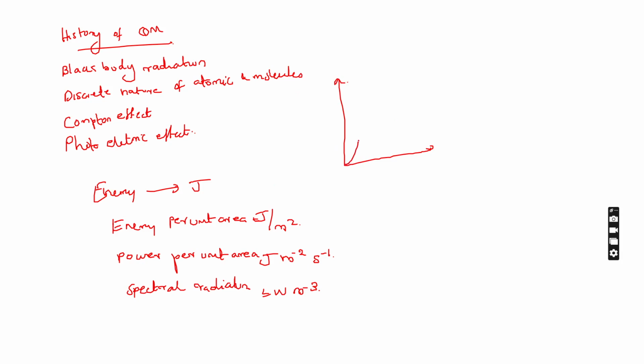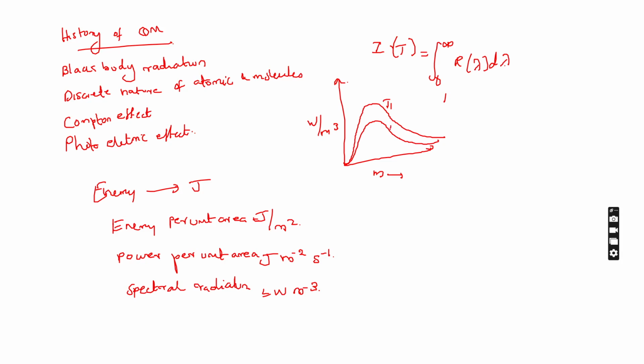So how will it look? Here the wavelength, which we measure in meters, and here the spectral radiance, in Watt per meter cube. The intensity of the black body radiation is temperature dependent, the integral from 0 to infinity of R of lambda d lambda. This curve is for temperature T1, this one corresponds to T2, where T1 is greater than T2. The intensity we can measure as the area under the curve itself.